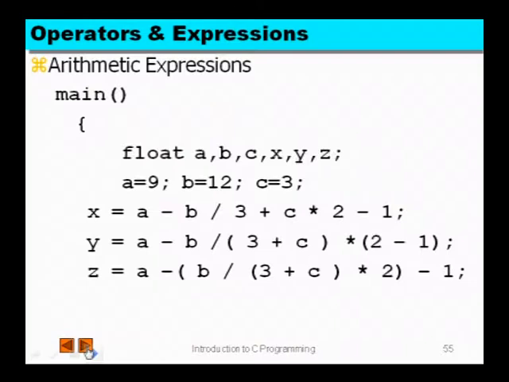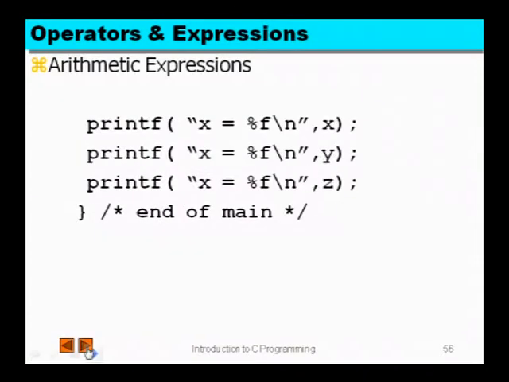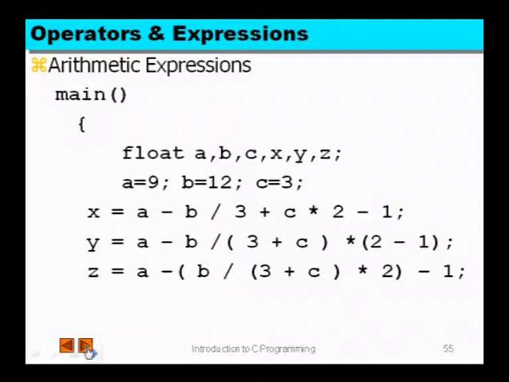Yes. So, here we got one more example. We have one program with float a, b, c, x, y and z. These are variables of type float. We have declared the value of a as 9, b is equal to 12 and c is equal to 3. So, what is the value of expression x?